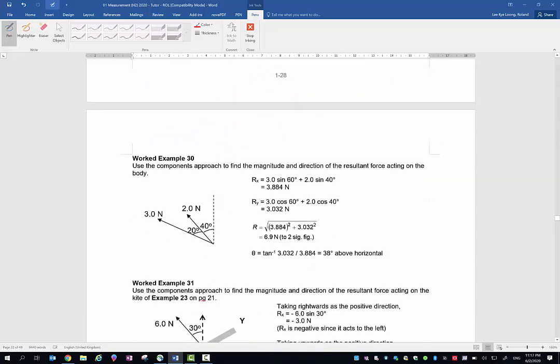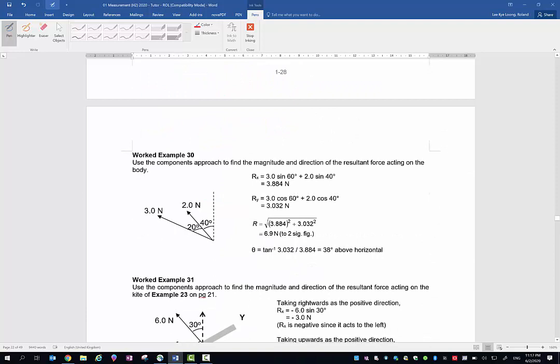Okay. Now, worked example 30. Use the component approach to find the magnitude and direction of the resultant force acting on the body. So 30 degrees here, 60 degrees. 3 Newton here, 2 Newton there. So 3 plus 2, is it 5?